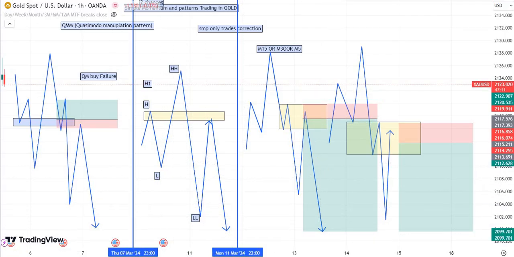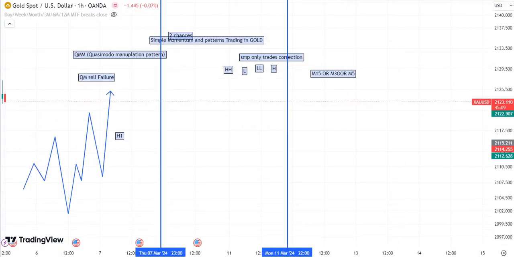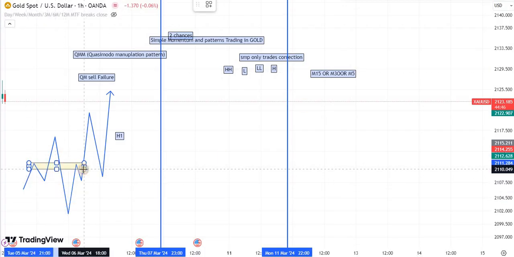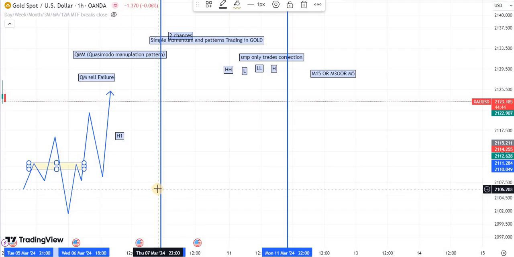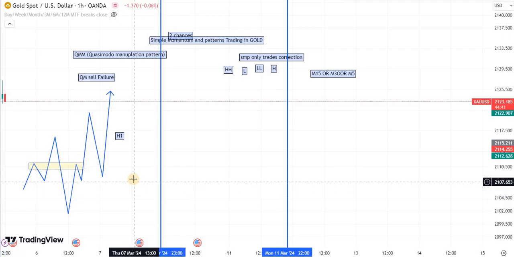The next is the failure of QM sell. Okay, so this is a Quasimodo manipulation pattern again. When QM sell actually fails, we are going for QM buy. That's simple. Okay, so let's assume that we had formed this pattern, we had found this spot pattern on H1 time frame. And what we have to do is that we actually sell from this level, right? We actually sell from this level.